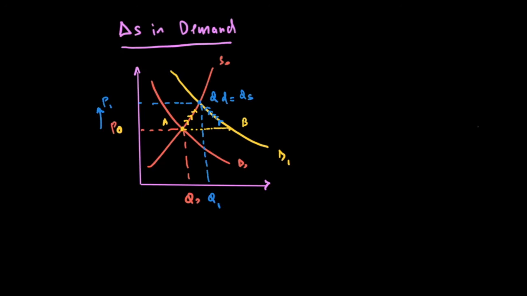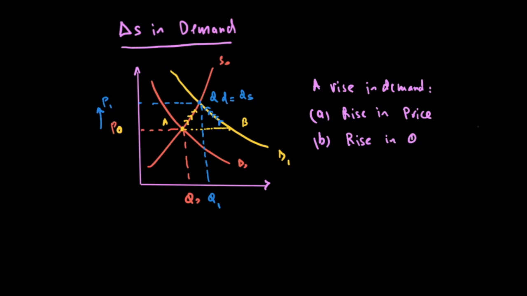So two things have happened. Number one, a rise in demand has led to a rise in price, and two, there is a rise in quantity supplied. Now that's an important term to remember: I'm not saying the supply has gone up, I'm saying quantity supplied has gone up. Why? Because this is a rise in demand, which is a shift of the demand curve, but it's a movement along the supply curve.